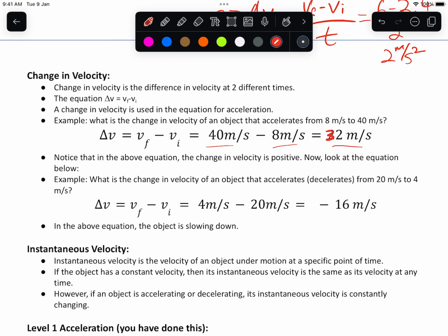Okay, notice the above equation, the change in velocity is positive because we're speeding up. We're going from 8 meters per second to 40 meters per second, so my acceleration is positive.